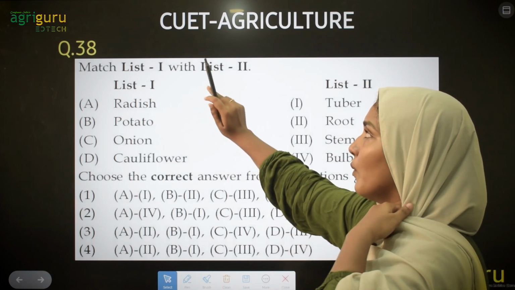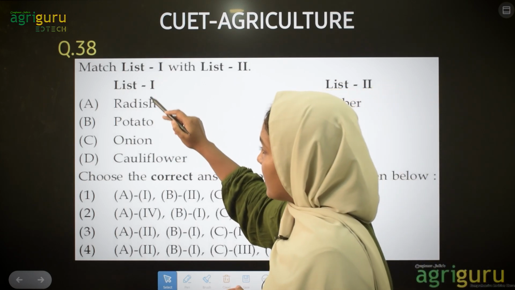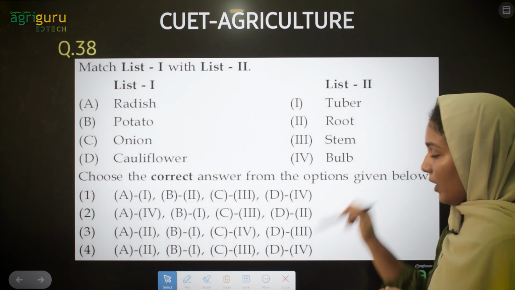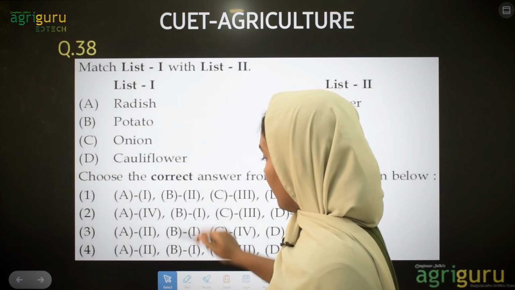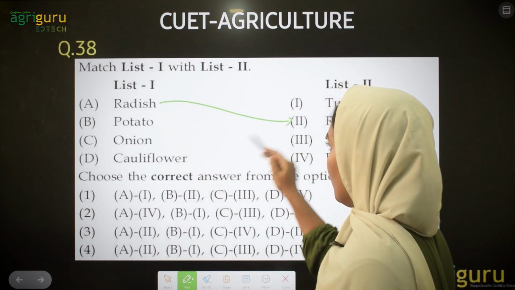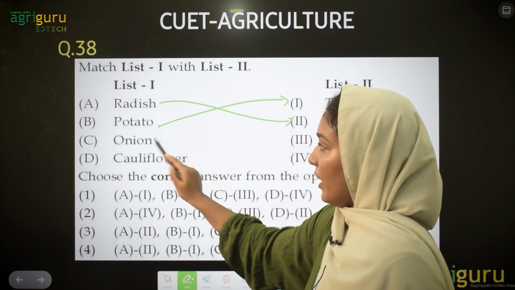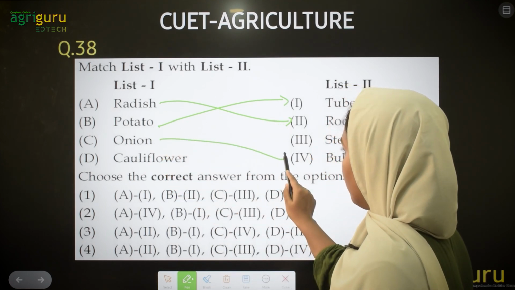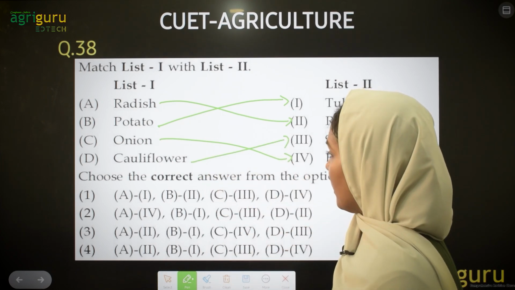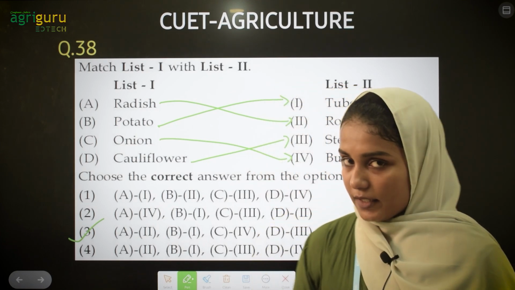Match list 1 with list 2. The first list is some vegetables, and the other is what parts of them are used. Here radish, the root is the part that we use, and potato, the tuber is what we use. Onion is a bulb, and cauliflower, its stem is used. Option number 3 is the right answer.